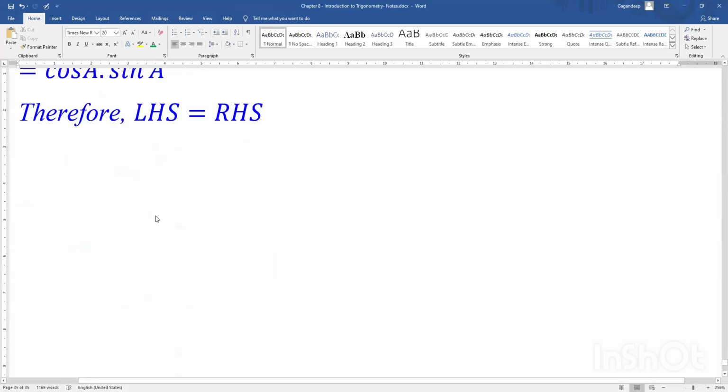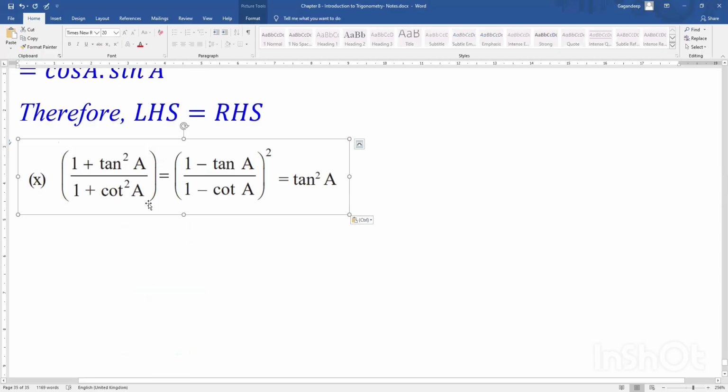Next, I have the 10th problem. 1 plus tan square A by 1 plus cot square A equals 1 minus tan A by 1 minus cot A, the whole square, equals tan square A. So here you're going to equate the first expression with tan square A. You start with the first expression and upon solving you should get tan square A. Similarly, you take the middle term, solve it and get the answer as tan square A.